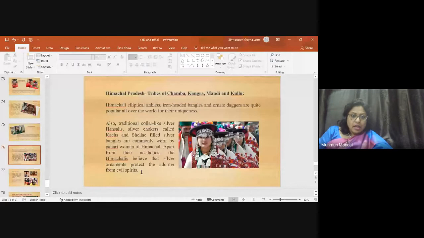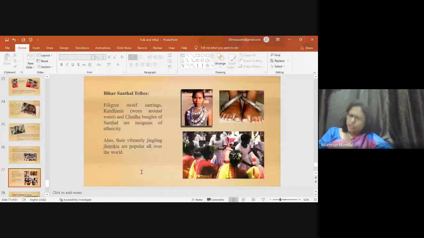This is from the Bihar Santal areas, not only Bihar, in the southwestern part of West Bengal also we can see these jhumkis, which are very popular all over the world basically.